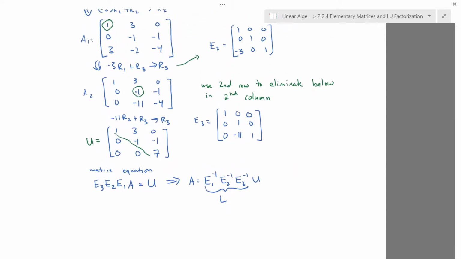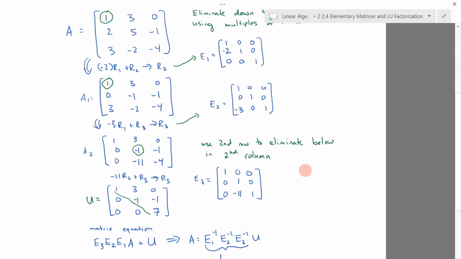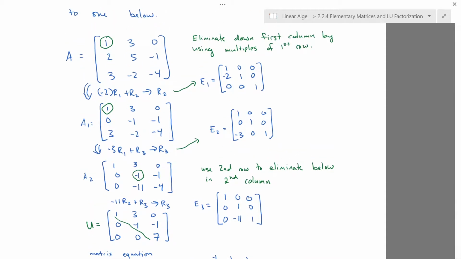Okay, so we need to know the inverses of these three elementary matrices, right? But that's not too difficult to get. So what is E1 inverse? It's essentially the same matrix, but taking the opposite of the entry here. So that becomes a positive 2.